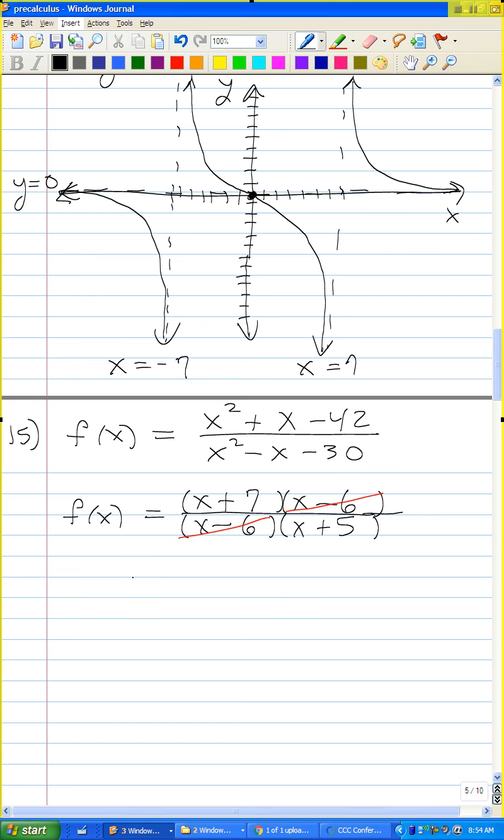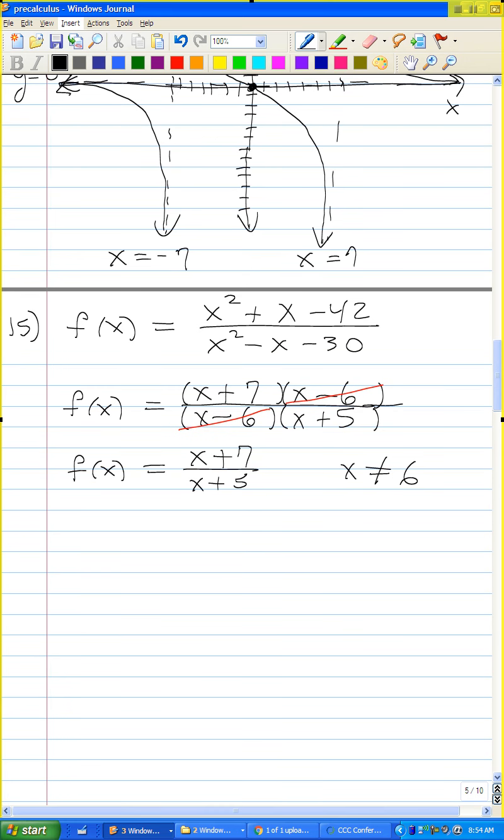But I'm going to have to make a notation here because I'm changing my domain. So it's x plus 7 over x plus 5 so long as x is not equal to 6, because I canceled the x minus 6's. So the domain changed. So that means that there's going to be a hole, and actually I'm going to say that here. There's a hole when x is 6.